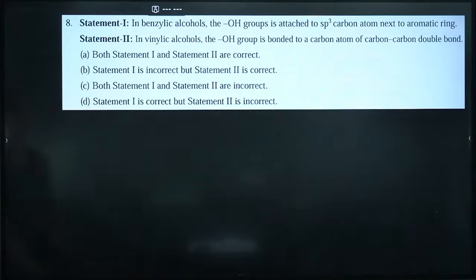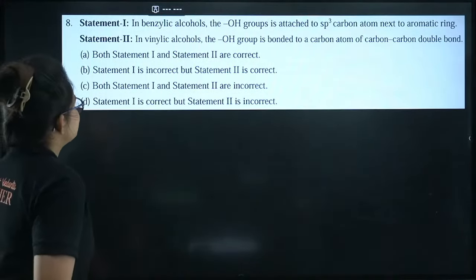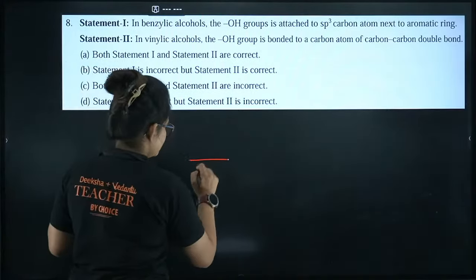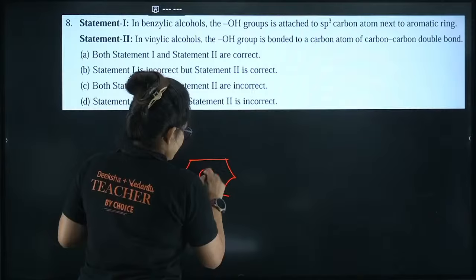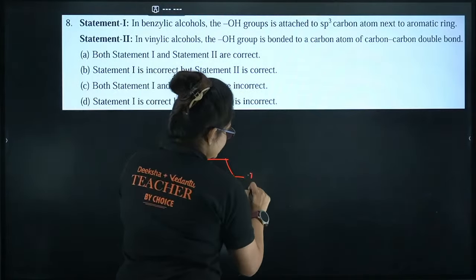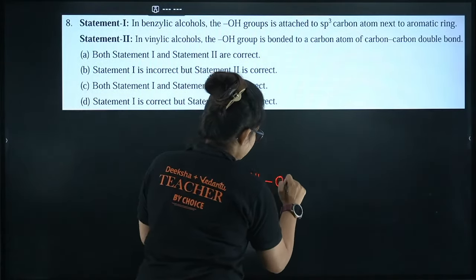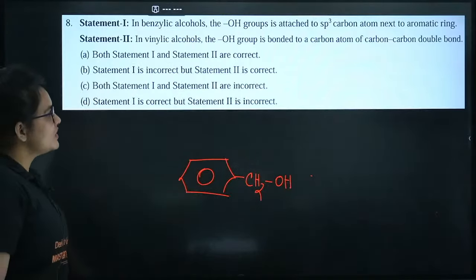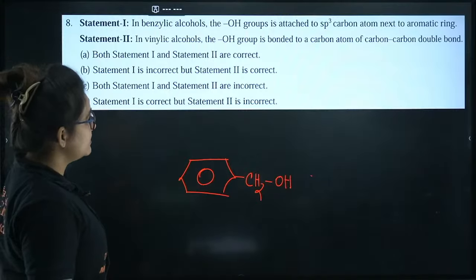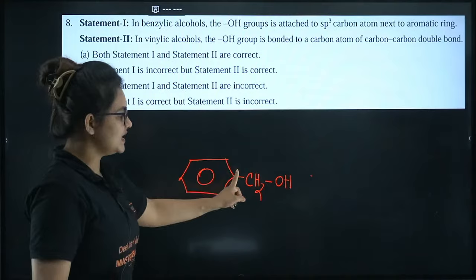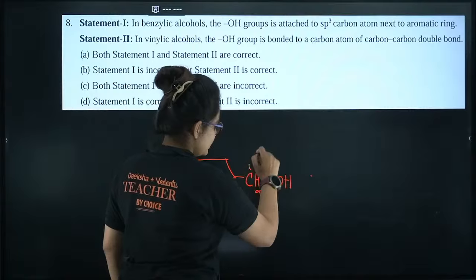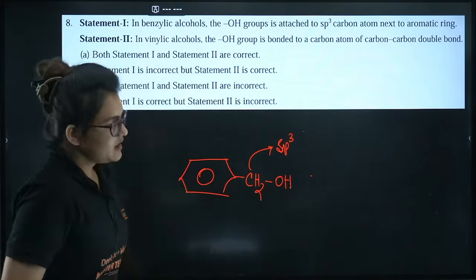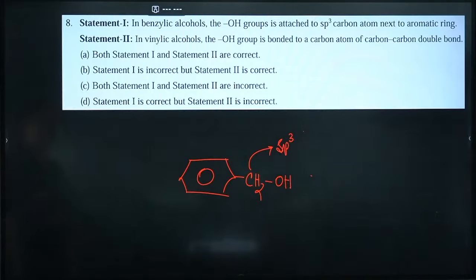Here you can see one more statement type of question. In benzylic alcohols, let's at first draw it. Benzylic means benzene with one carbon with one OH. Okay, so this is attached to an sp3 carbon atom next to an aromatic ring. So definitely that's going to be true. This particular carbon is going to be sp3 hybridized. Okay, let's proceed. Next statement.